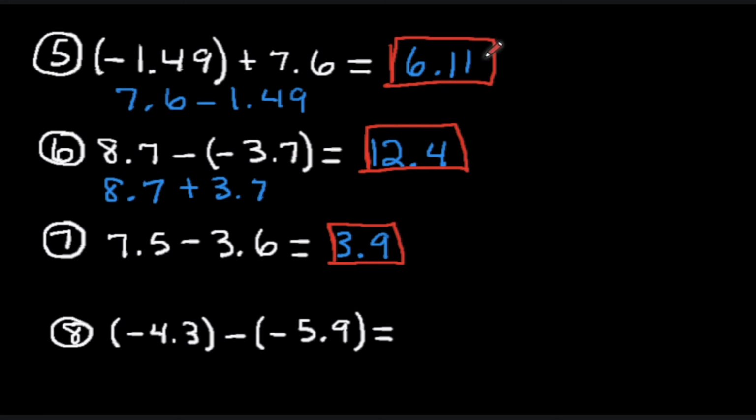We have negative 4.3 minus negative 5.9. So go ahead and pause the video, see what you come up with. Okay, so you'll place 5.9 minus 4.3. Okay, and go ahead and use your calculator, or you can do it by hand. So we have 5.9 minus 4.3, and that's equal to 1.6.